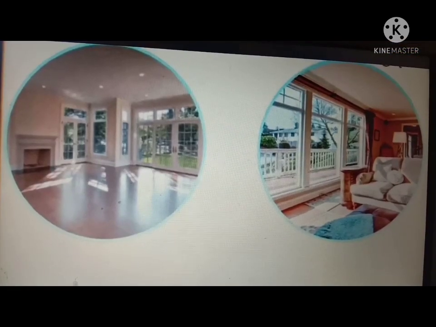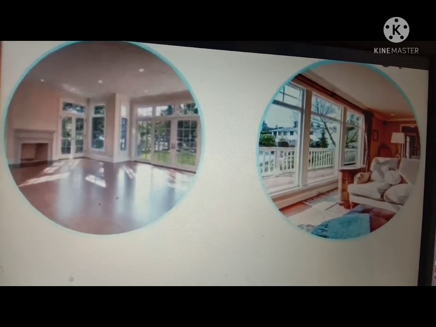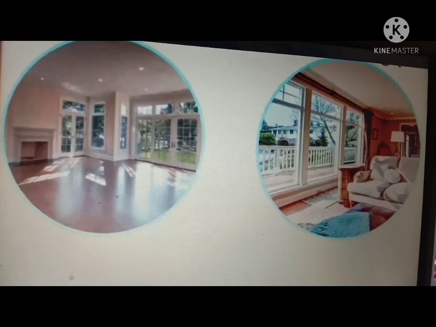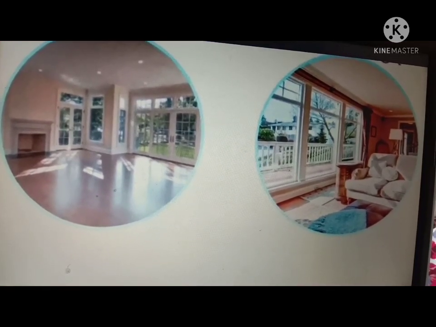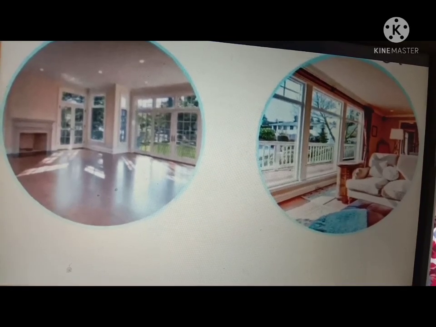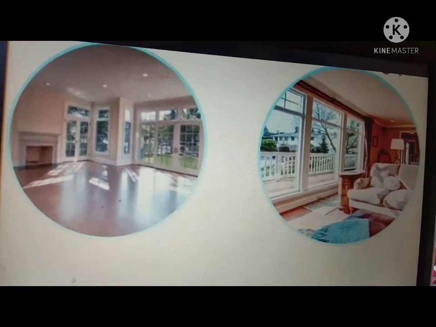Children, we have learned that a good house is the one which is neat and clean. It should have doors and windows to allow sunlight and fresh air to come inside the house.